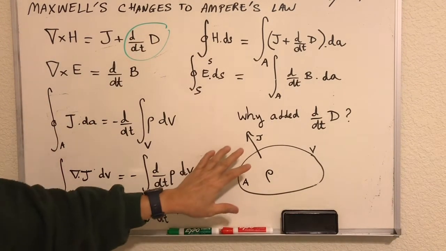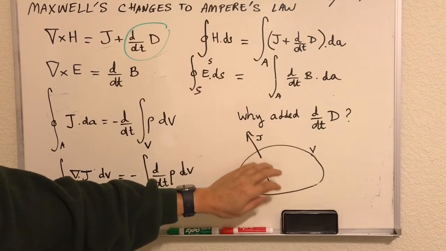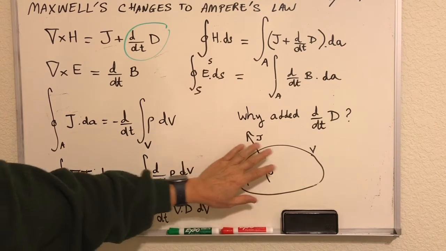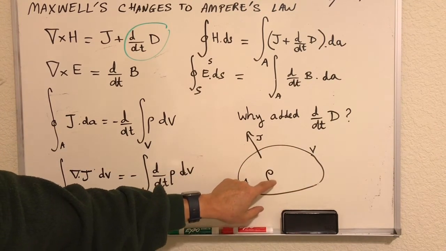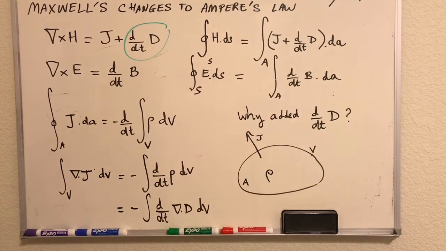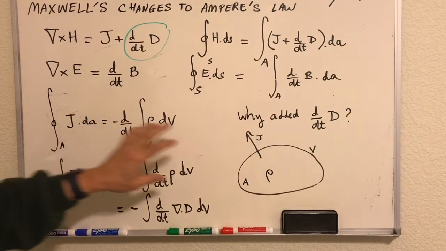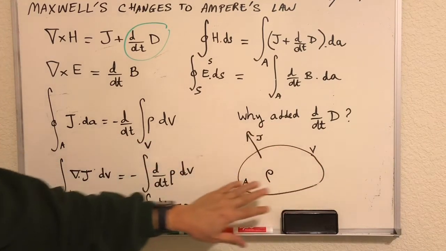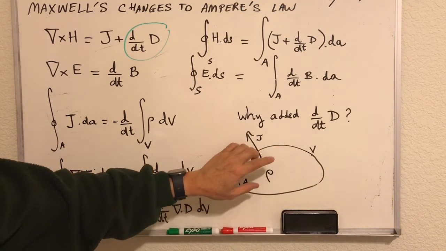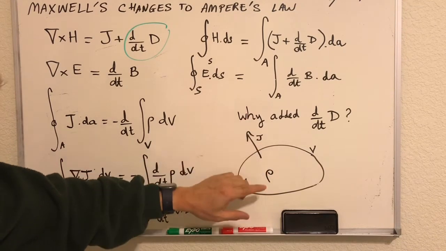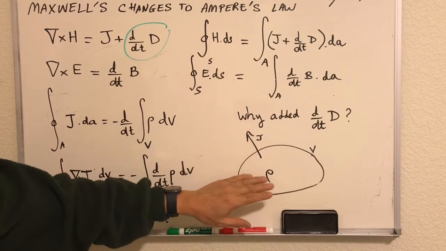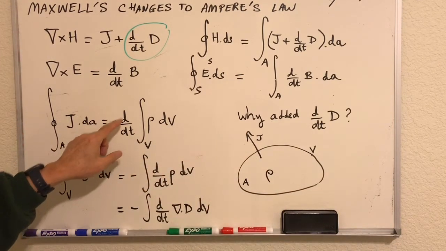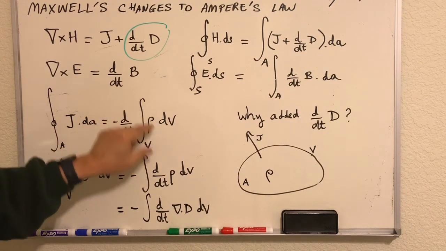Consider a system where there is some net inflow or outflow of current J, and within that system there is a charge distribution called rho. Anytime you have a change, that is equivalent to a current outflow or inflow that is equal to the change with respect to time of the total charge within that volume.